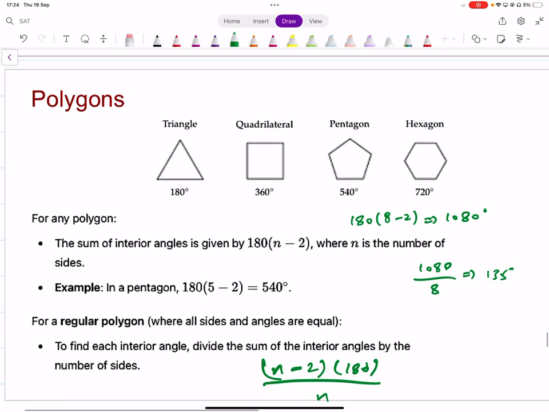What's the sum of exterior angles of a polygon? Sum of all exterior angles. Does anyone know that? You've done that in O levels as well. Sum of all exterior angles. What are exterior angles? For a triangle, this is one exterior angle, this is another exterior angle, this is another exterior angle. Sum of all exterior angles is always 360, no matter the number of sides. It's always 360 because you complete one full round, that's 360. Sum of exterior angles is always 360. Okay?